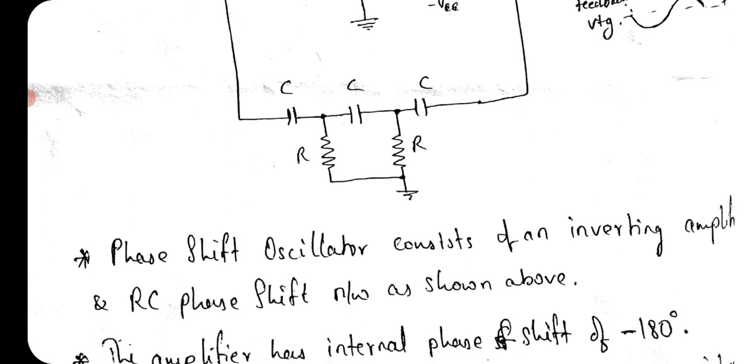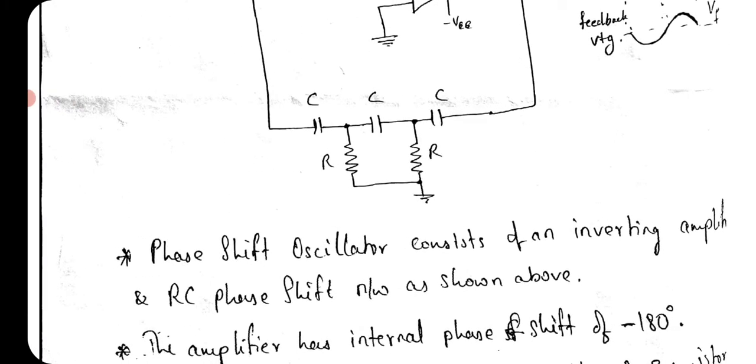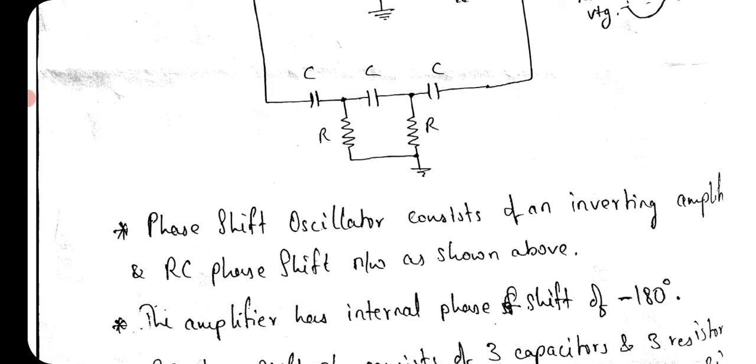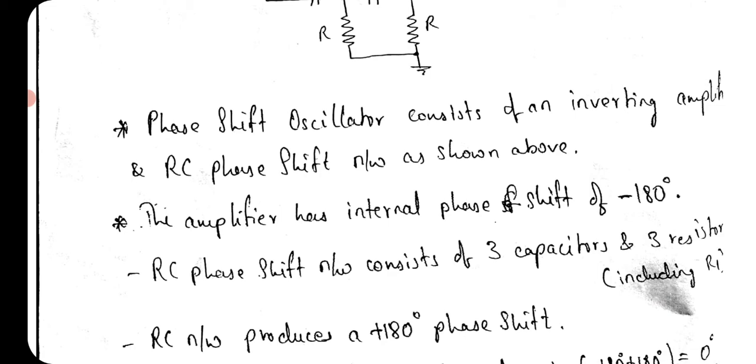Let us go into a little more detail. The phase shift oscillator consists of an inverting amplifier and RC phase shift network as shown above, right? The amplifier has internal phase shift of minus 180 degrees. Understood? Minus because it is getting inverted. Don't be surprised how you got minus. Because input is given to the inverting terminal. So minus 180 plus 180 becomes 0 degrees. This is how it can also be explained.